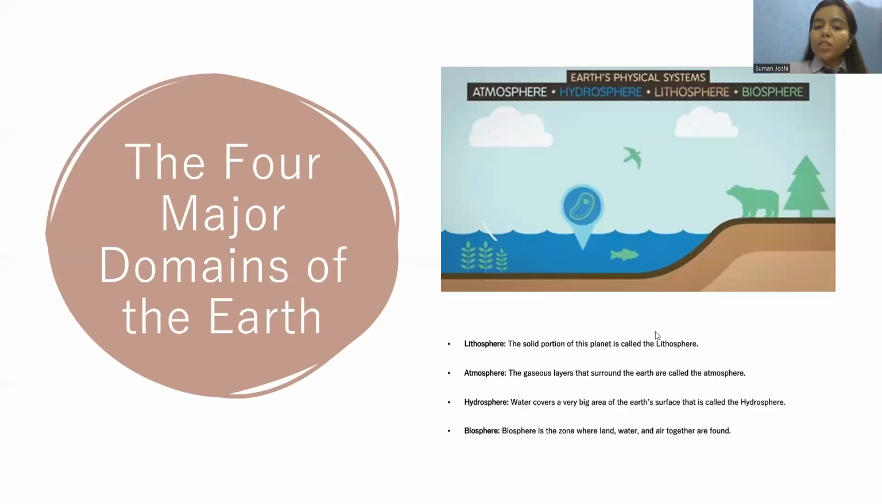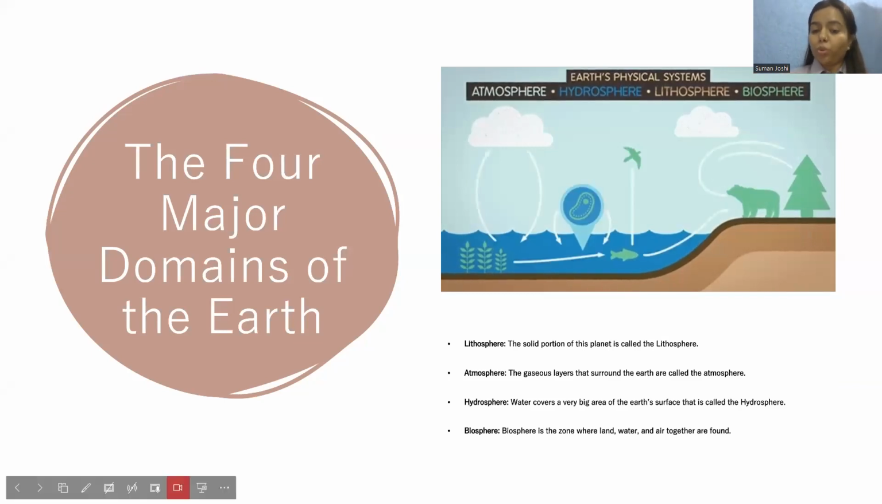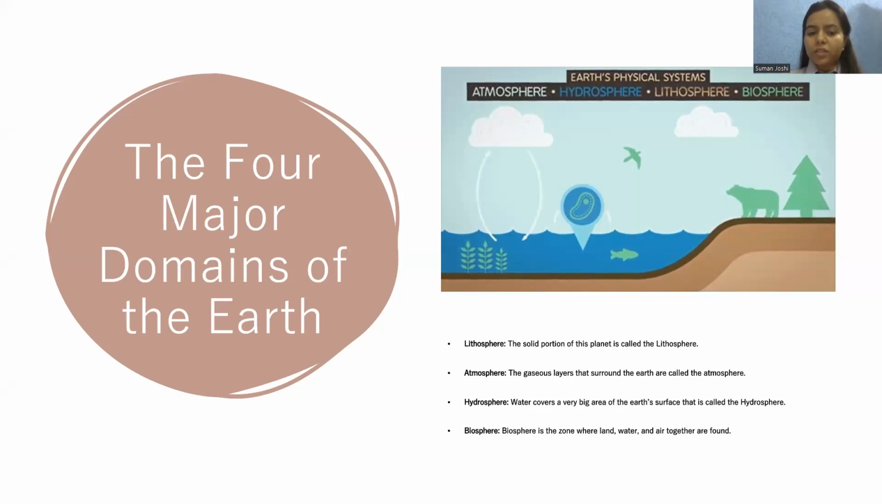These four components or domains are the major domains of the Earth. The first domain is lithosphere. The solid portion of the planet is called the lithosphere. It comprises the rocks of the Earth's crust and a thin layer of soil that contains nutrient elements which sustain organisms. Second is atmosphere. So, what is atmosphere? The gaseous layer that surrounds the Earth's surface. The mixture of gases which surrounds us is the atmosphere.